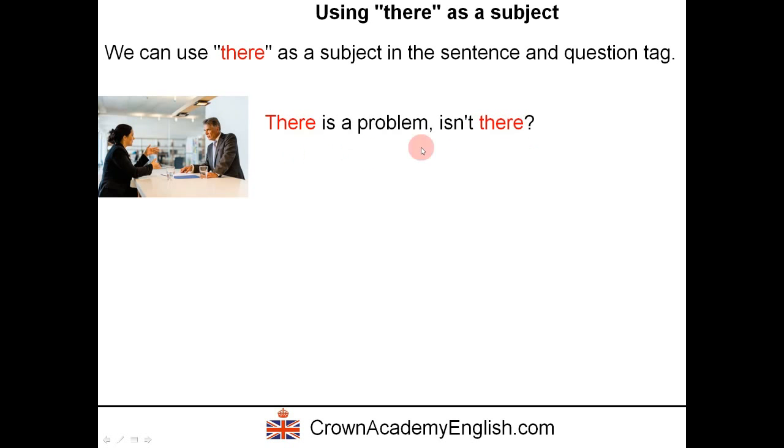I explained this more in part 1 of this series of videos, so don't forget to watch part 1. There isn't a problem, is there? So this is an example of the sentence in the negative and the question tag in the affirmative. There isn't a problem, is there? And again, there is the subject here and there is the subject here.